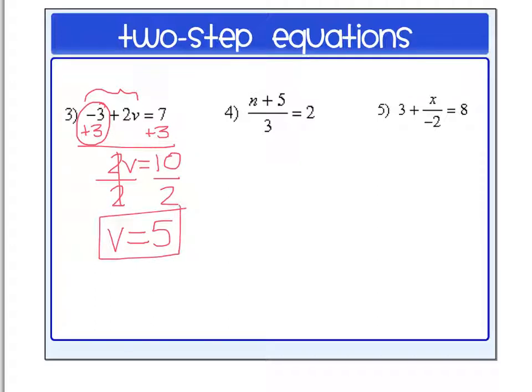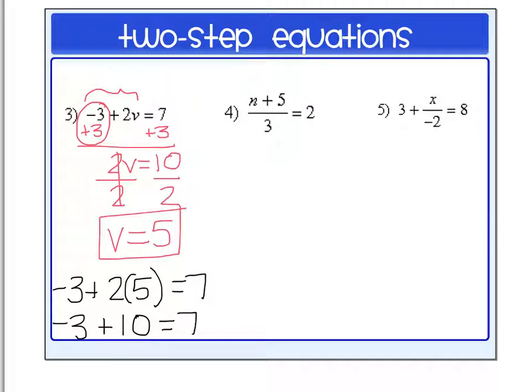I can go through the check by writing down my original equation and checking to see if I get 7 for my answer. 2 times 5 gives me 10. I'm going to bring down the rest. Negative 3 plus 10 does give me a positive 7. So this one works out.